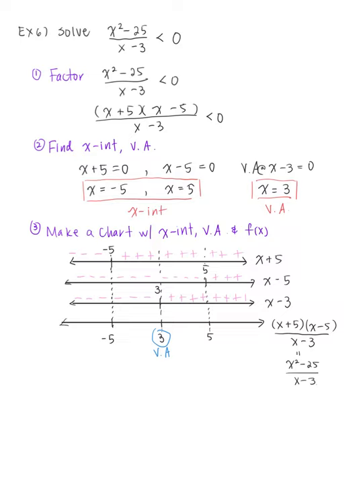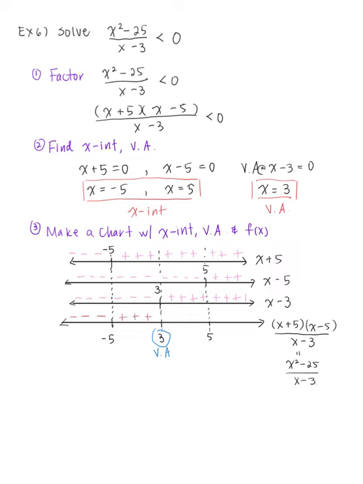All right, now we're going to multiply everything out. So the first interval, from -infinity to -5, you're going to have a negative times negative times a negative. So you're going to have negatives. Now let's go to the interval from -5 to 3, where 3 is the vertical asymptote. You have a positive times negative times a negative. So here we're going to have all positives.